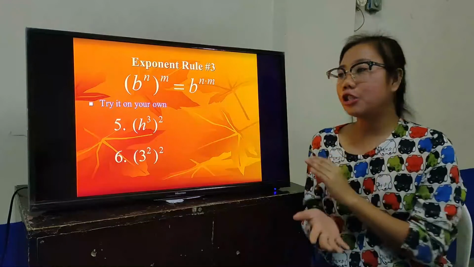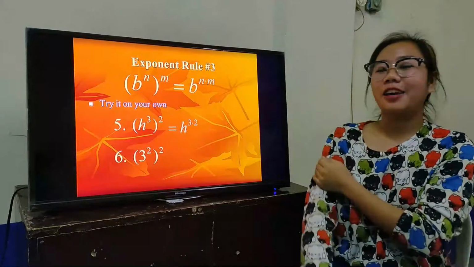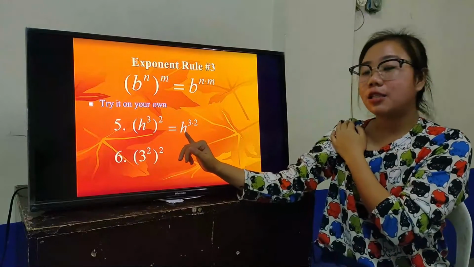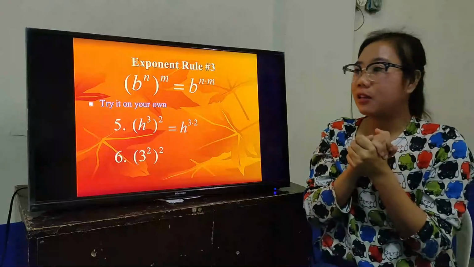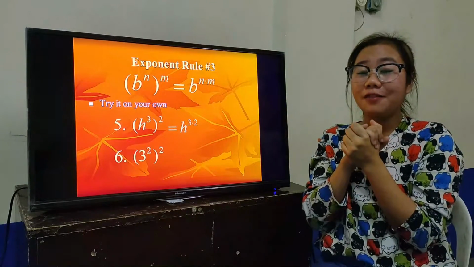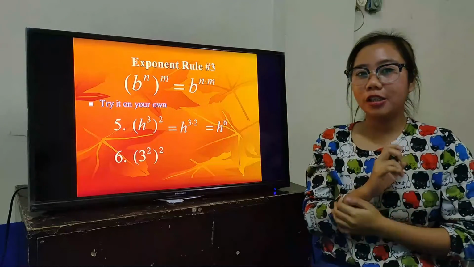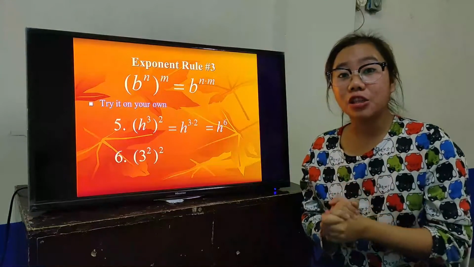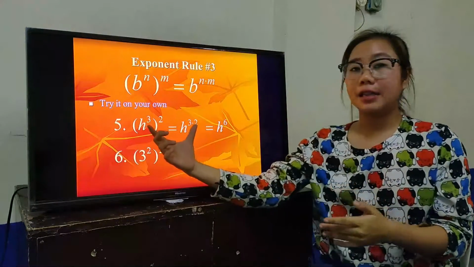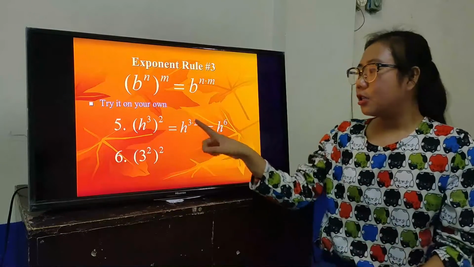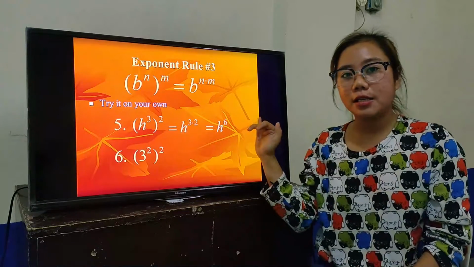So please, let us check your paper. Number 5. We have h raised to 3 times 2. What will be the answer? Is it h raised to 5? Are you sure? The answer is h raised to 6. Don't forget that we are going to multiply the two exponents. So h raised to 3 times 2 is h raised to 6.